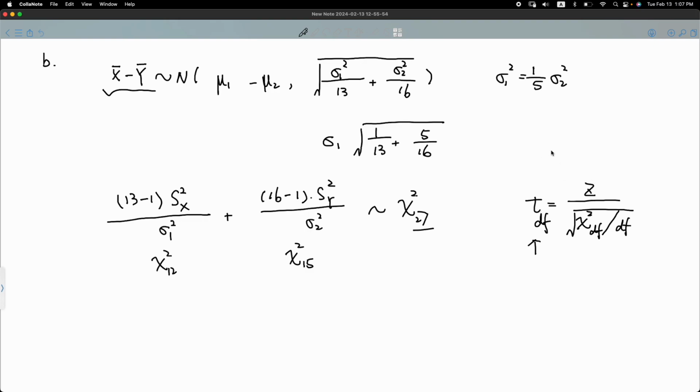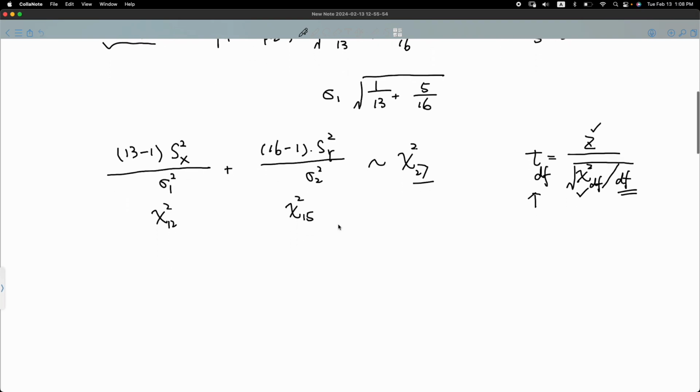We have the normal, and we can easily change that to a standard normal. We also have this chi-square, and we also know its degrees of freedom. So we have all the necessary components, and that will allow us to construct the t distribution. The rest is just plugging into the corresponding positions.